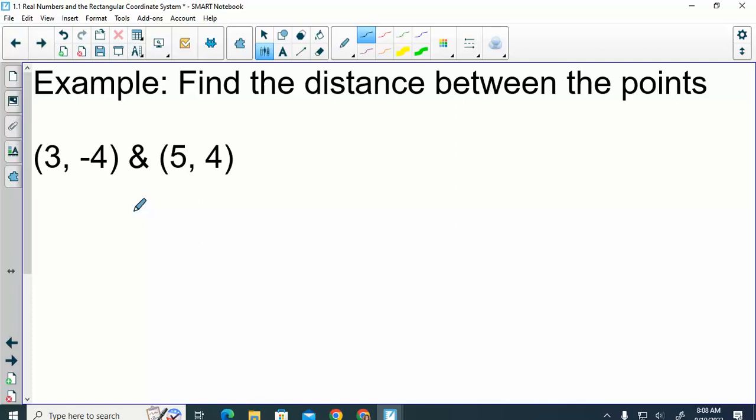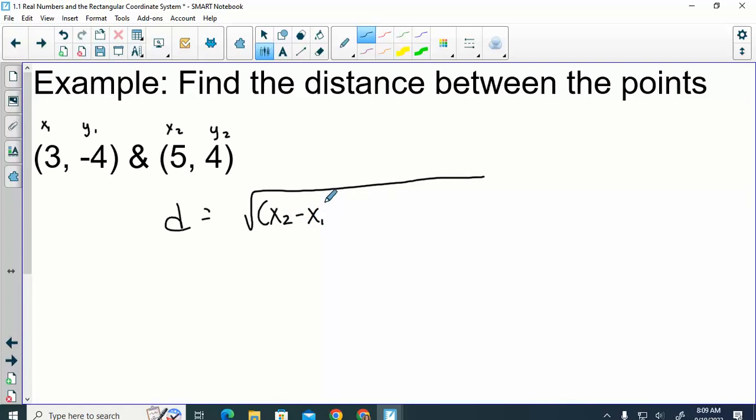So if I want to find the distance between these points, just like if you're doing slope or anything else, this is just your x in the first, your y in the first, x in the second, y in the second. So the distance formula is the square root, this is what you just wrote down, x2 minus x1 squared plus y2 minus y1 squared.